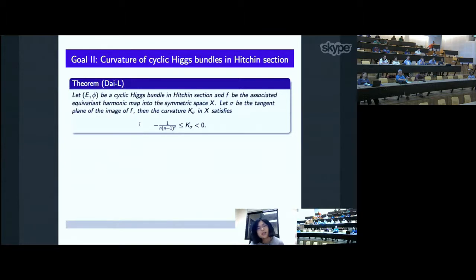So the second theorem is: if Phi is a cyclic Higgs bundle in the Hitchin section, and F is the associated equivariant harmonic map into the symmetric space, and sigma is any tangent plane of the image of F, then the sectional curvature of this plane inside the symmetric space X satisfies this formula. It is strictly less than 0 and greater or equal to a number there.